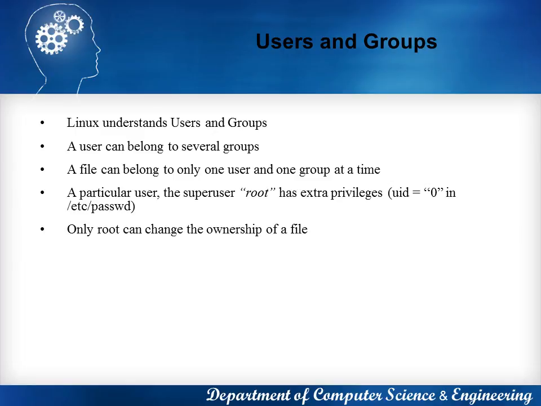Next, we'll go to how we create users and groups. Unix allows a vast number of users to be added to the operating system. It is pretty simple to add and remove users and groups in the Unix operating system. Linux understands users and groups. A user can belong to several groups. A file can belong to only one user and one group at a time.